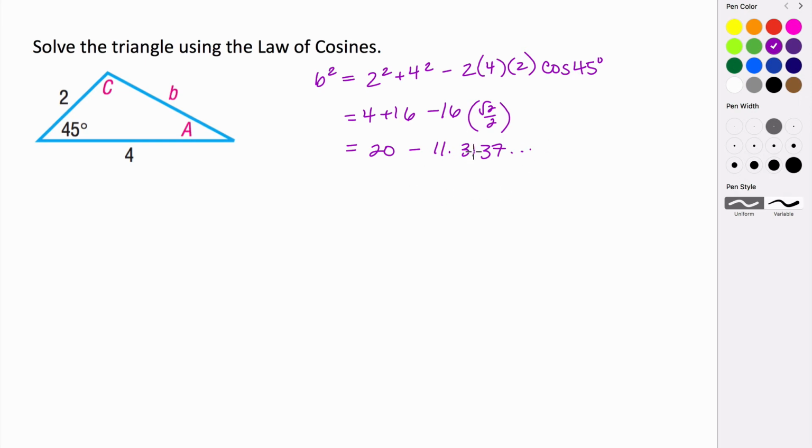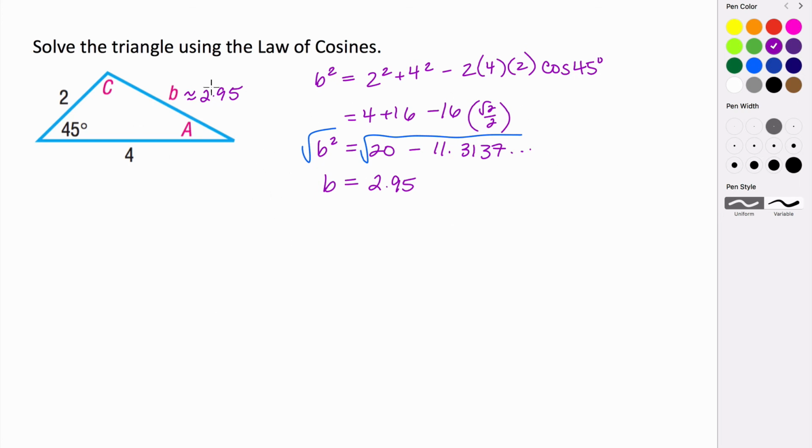We don't want to round yet because we're going to have to take the square root of these, and we want our answer to be as accurate as possible. So when we take this difference, which is what B squared is equal to, we're going to take the square root of all of this, and we're going to get that B is approximately 2.95 units.